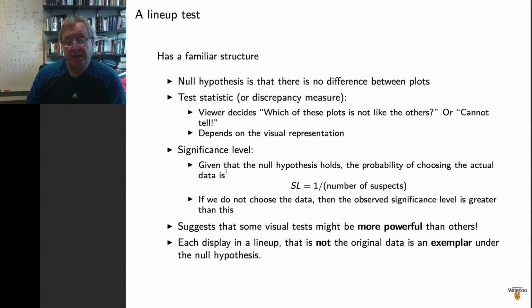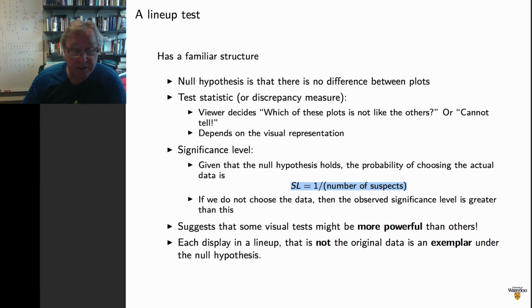It also has a significance level: given that the null hypothesis holds, the probability of choosing the actual data is this observed significance level, 1 over the number of suspects. So if you choose the actual data, then you have a significance level of 1 over however many displays you looked at. If you didn't choose it, all you can say is that the significance level is greater than that, because you missed.